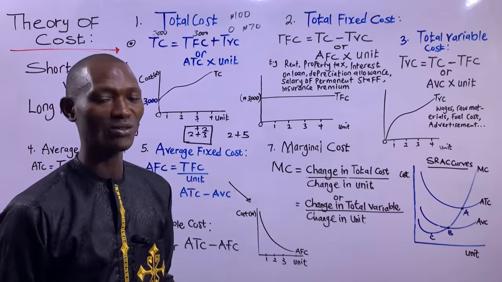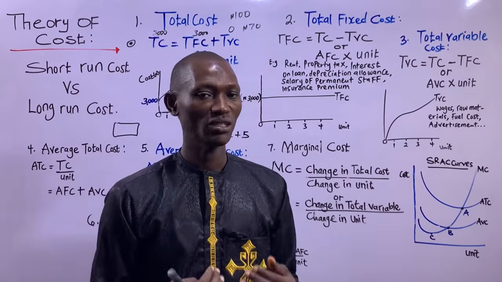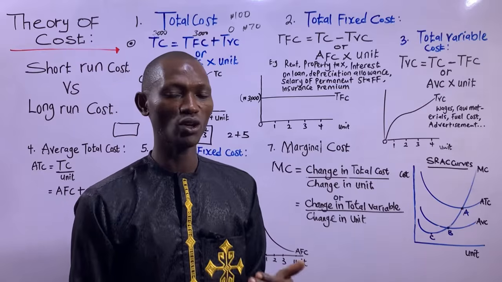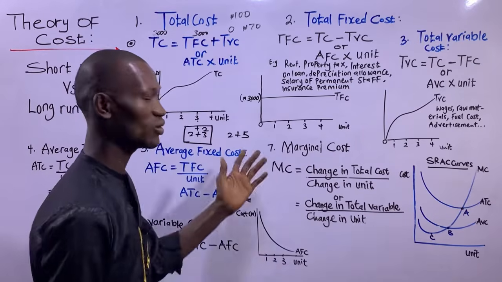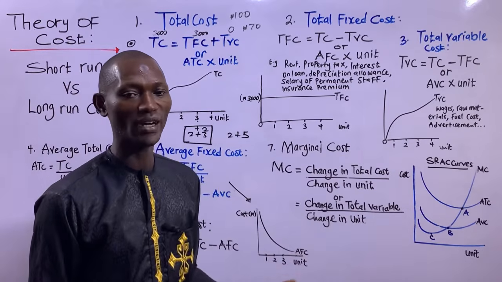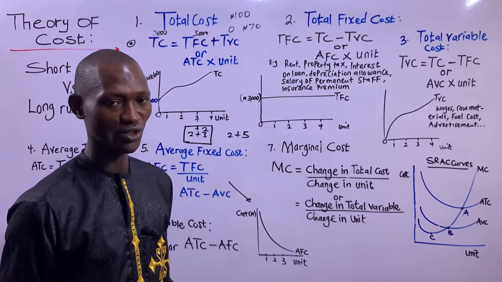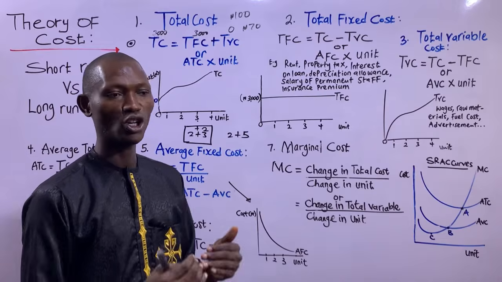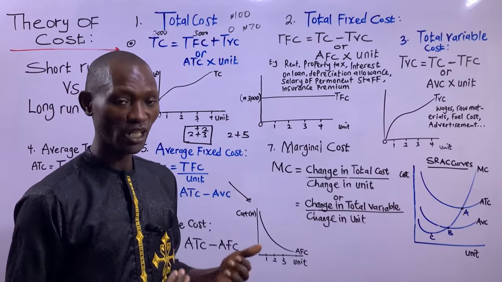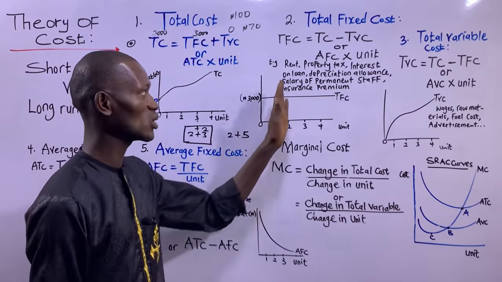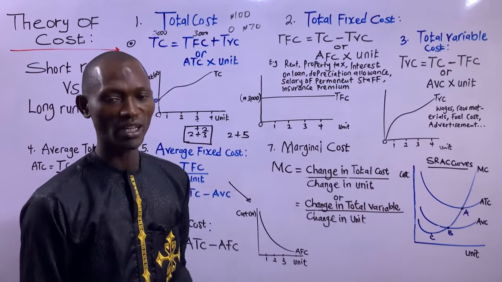So there are those costs that do not vary. They do not change with the level of output. And that's why most times they are often referred to as overheads, because they are above the usual cost of production. Whether you produce or you do not produce, you are going to incur total fixed costs.